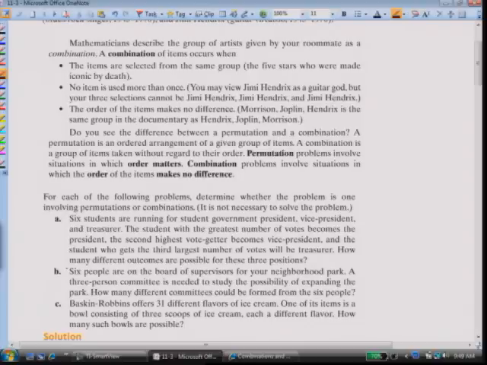We have 6 students running for student government: president, vice president, and treasurer. The student with the greatest number of votes becomes the president. The second highest vote getter becomes the vice president, and the student who gets the third largest number of votes will be the treasurer. How many different outcomes are possible for these 3 positions?